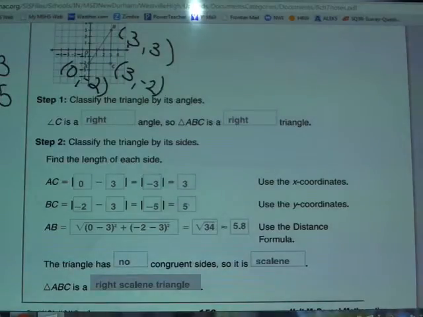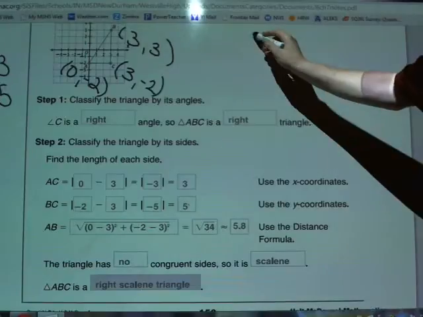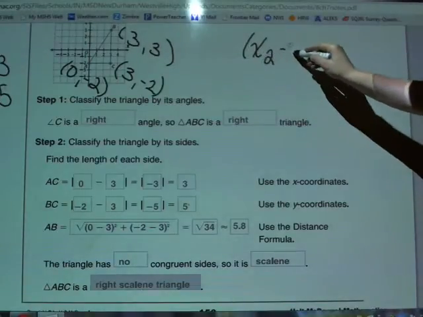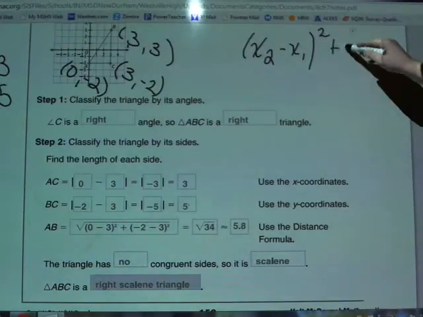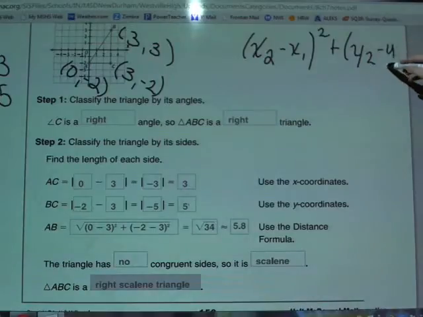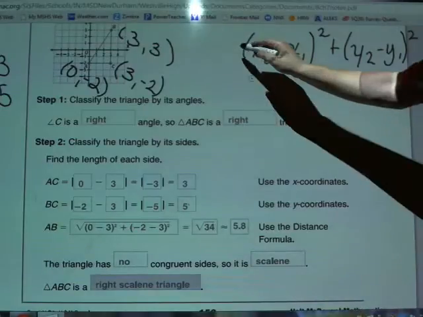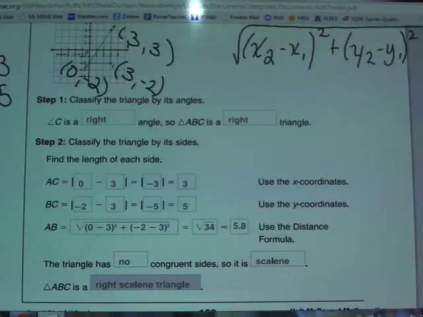Now the distance formula is something we have not seen yet. It actually pops up on page 204 in your math textbook. What the distance formula says is I'm supposed to subtract the x values and square that result, add that to the difference of the y values and square that result, and then take the square root of the whole thing to find out how long that line is that runs diagonally across the coordinate grid.